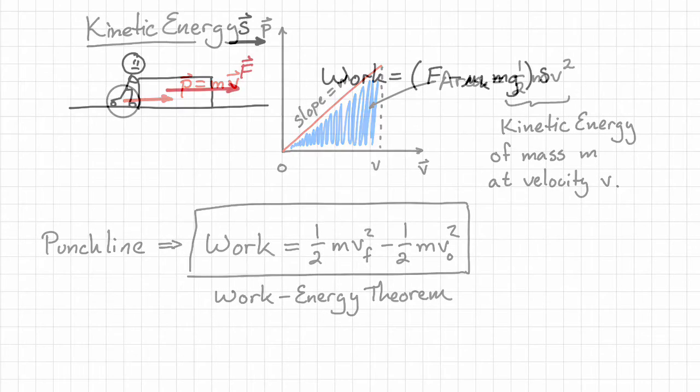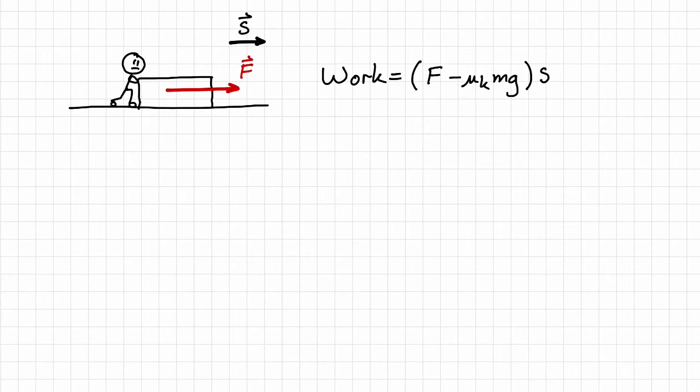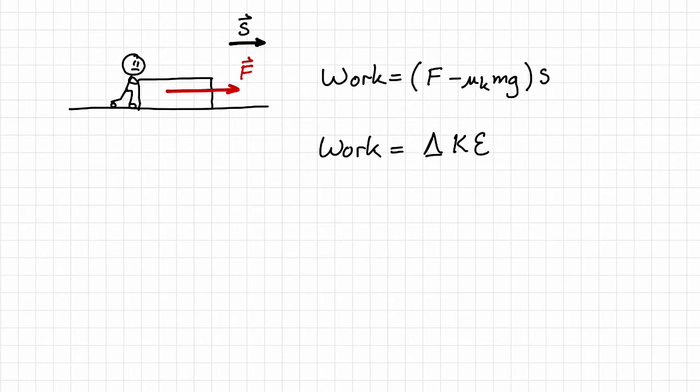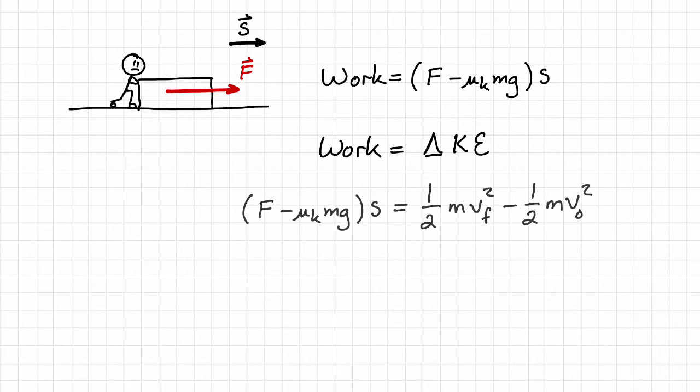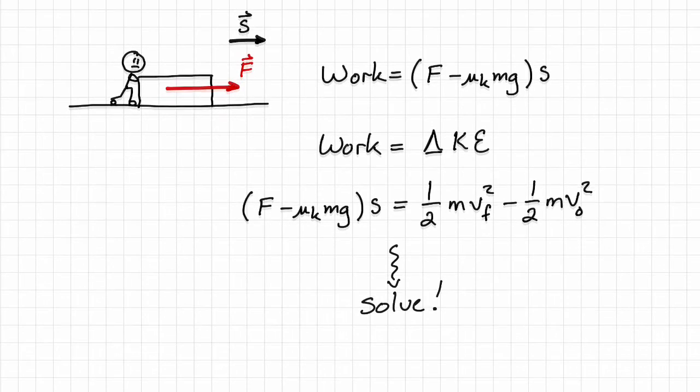Let's put this all together. We know the work done by Bob and friction over the distance s. Work is equal to the change in kinetic energy, so putting these two together gives us an equation that we can solve for the variables that we're looking for.